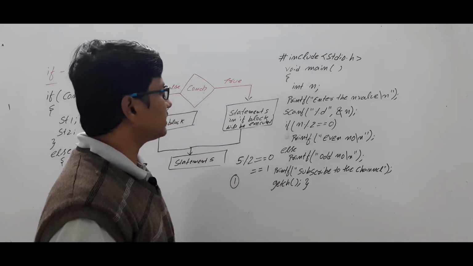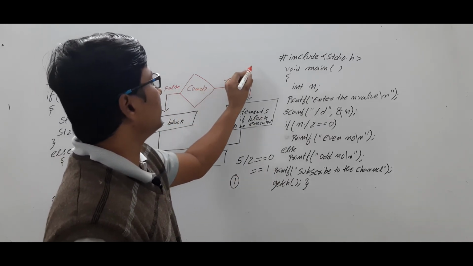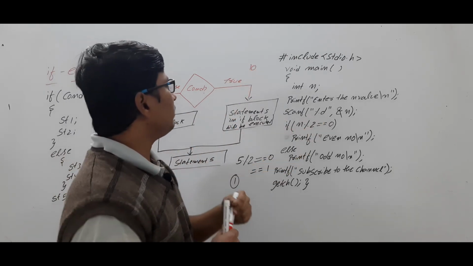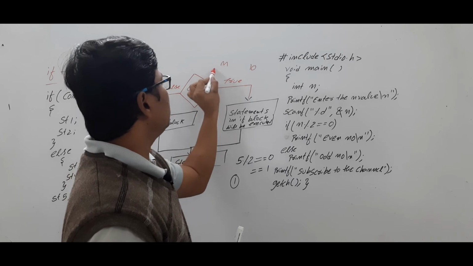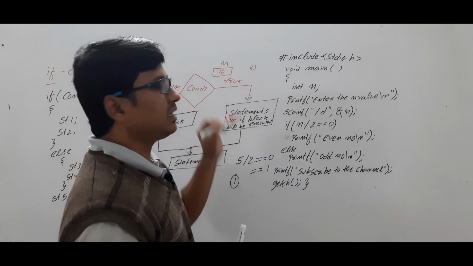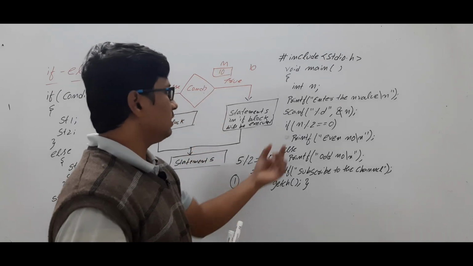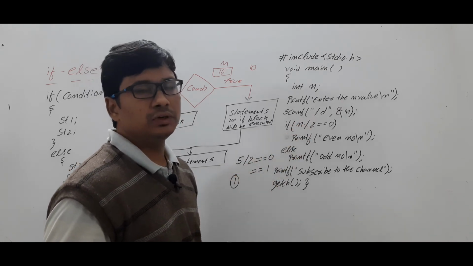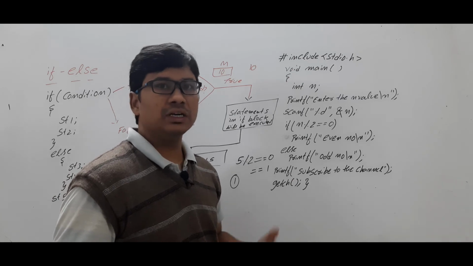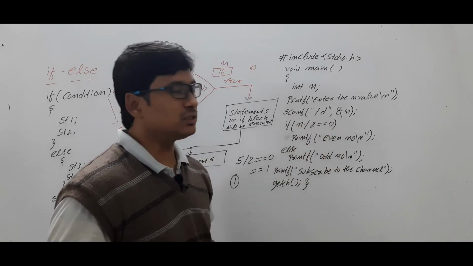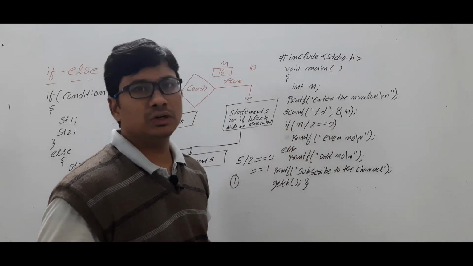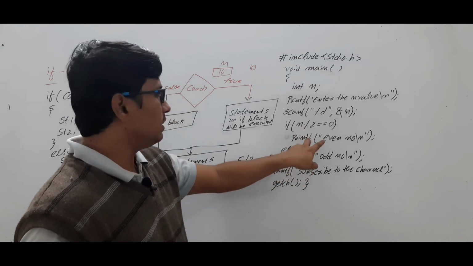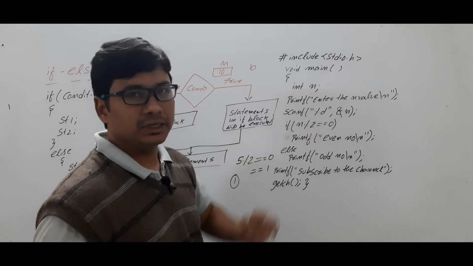Let me explain with an example. Let's take that I have taken the n value as 10. So that n value will be there in the variable n, meaning 10 will be there in the variable n. Now n modulus 2, which is 10 modulus 2. If you do 10 modulus 2, what is the remainder you will get? You will get the remainder as 0. So 0 is equal to 0. So the condition is true. So if the condition is true, it will print even number.